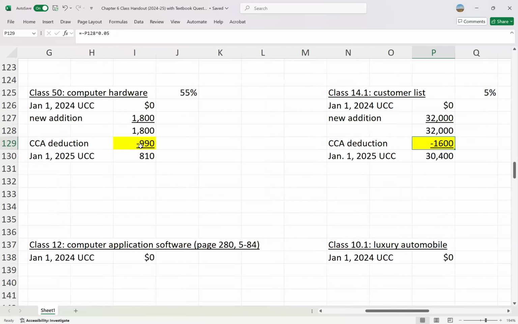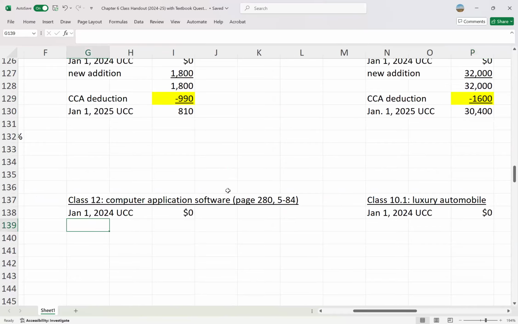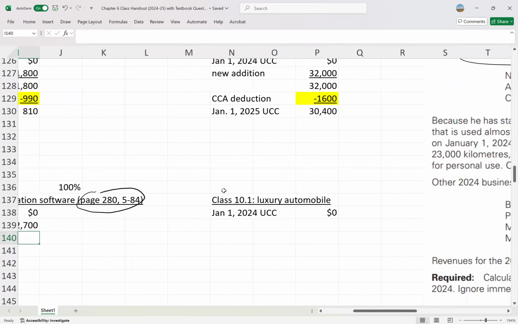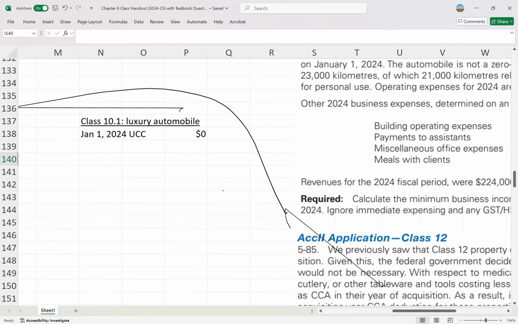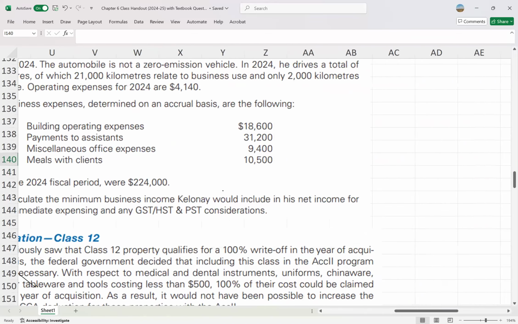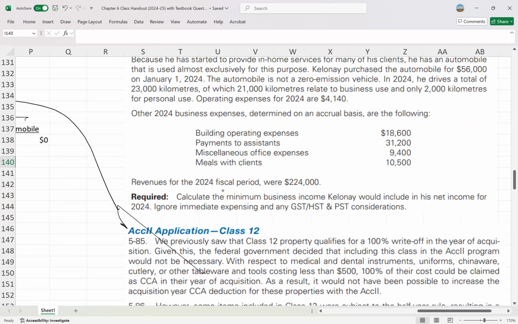I want to talk a little bit about the application software in class 12. Class 12 has a 100% CCA rate. Basically, you get to deduct the full amount this year. The new addition that we had this year was 2,700. But there's a bit of a wrinkle here, and I make reference to this page 280, paragraph 5-84. This is from chapter 5, and I basically have it down here. Class 12. So let's just have a read through what this says.